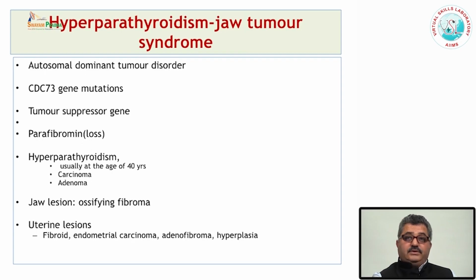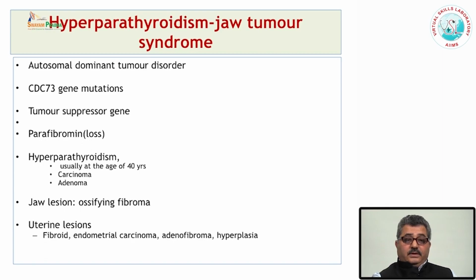Another feature is the presence of jaw lesions, which are usually ossifying fibroma. There may be some uterine lesions, in the form of leiomyomas, endometrial hyperplasia, carcinoma, and adenofibromas. These are some of the components of this syndrome, but hyperparathyroidism is the most important, along with the involvement of the jaw, which is associated with the hyperparathyroidism.